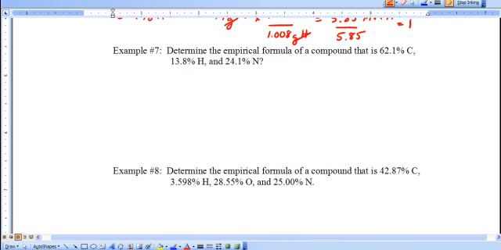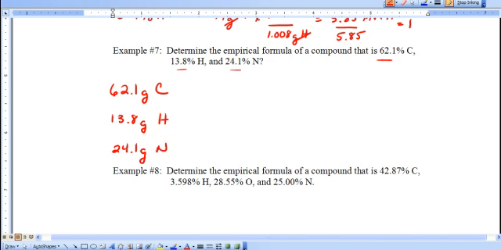Determine the empirical formula for a compound that is 62.1% carbon, 13.8% hydrogen, and 24.1% nitrogen. Instead of writing down the percentages, we can assume these percentages are the masses in grams if we simply assume that we have a 100-gram sample. So I'm going to start right away with 62.1 grams of carbon, 13.8 grams of hydrogen, and 24.1 grams of nitrogen.